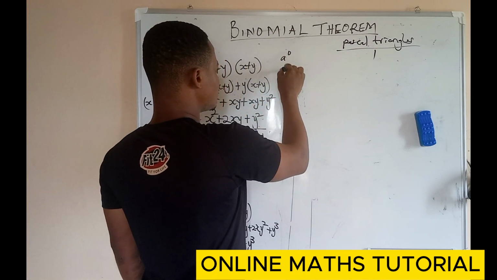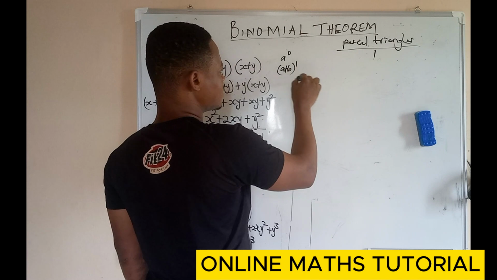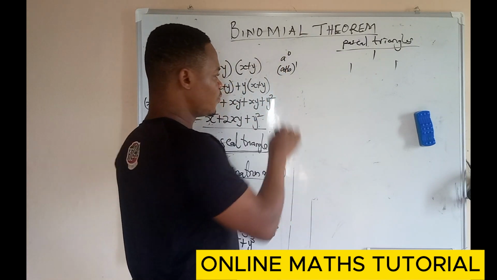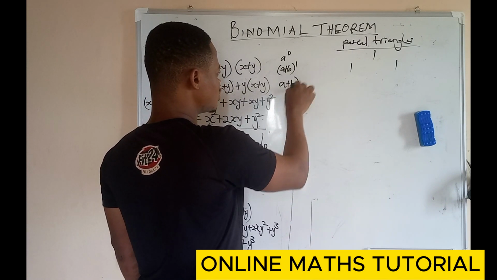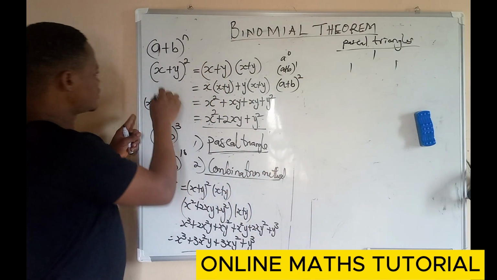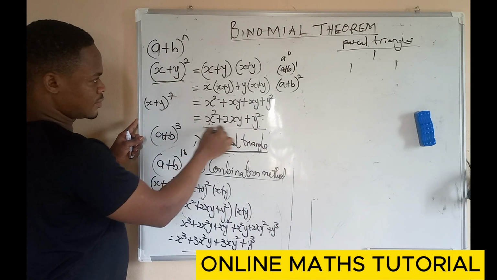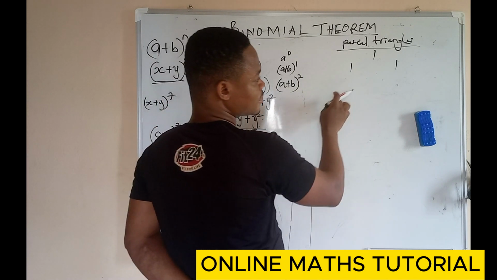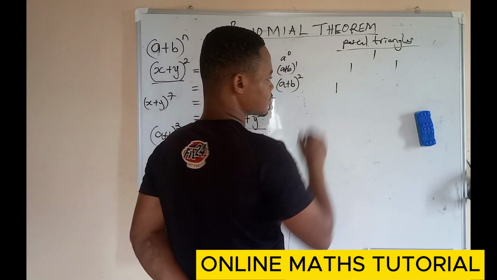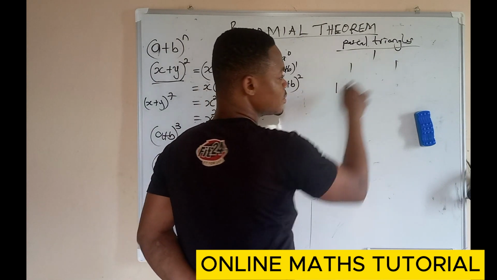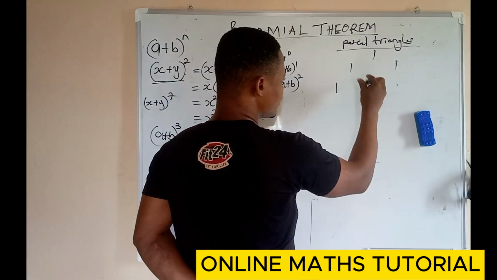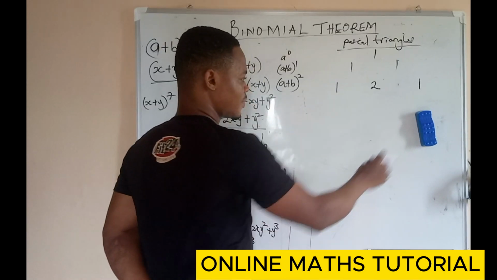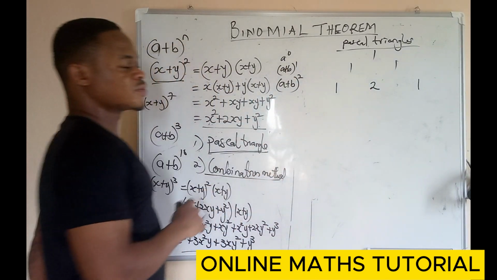And if we have a plus b all raised to the power 1, it is going to be 1, 1. If we have a plus b raised to the power 2, something in this form, how do you get the next one? Bring down 1 and add these 2. 1 plus 1 will give us 2, then end with 1. I'll show you how to get the next one.